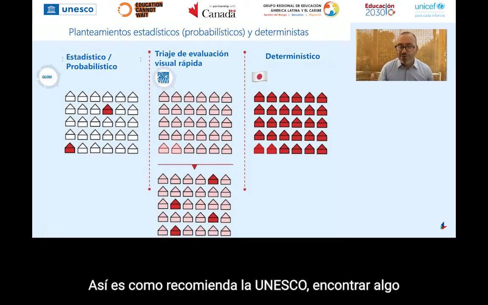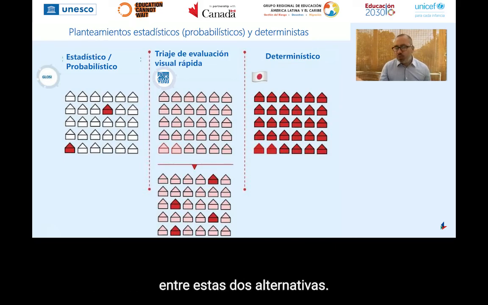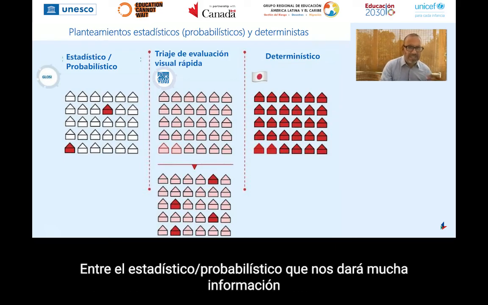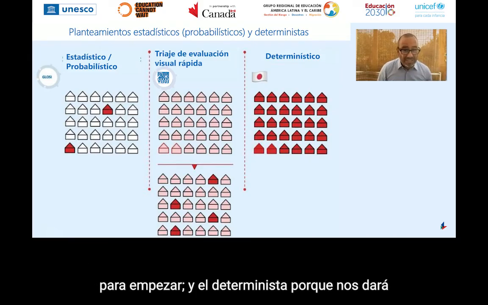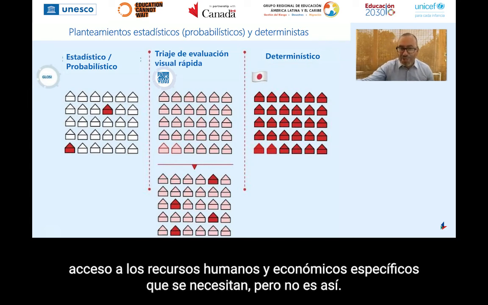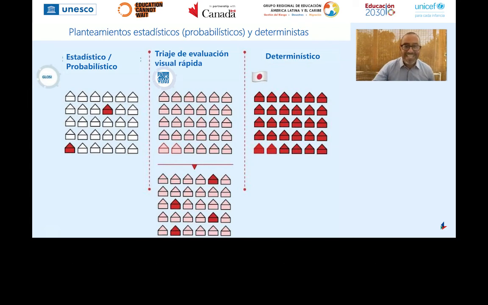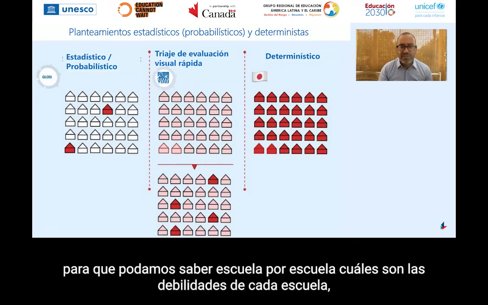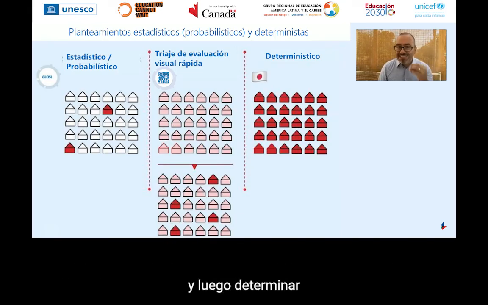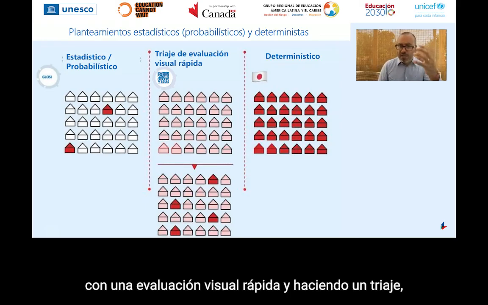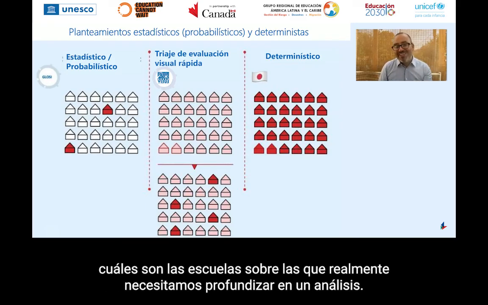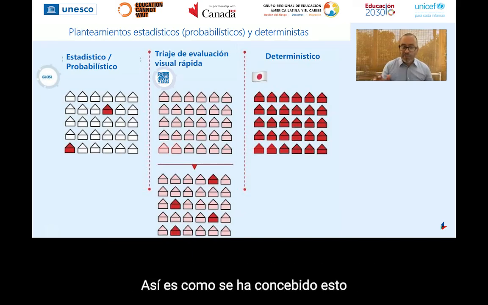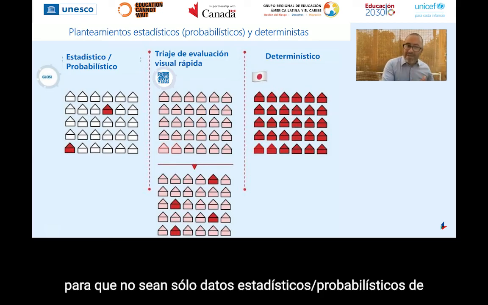So this is the way UNESCO said, look, we need to try to find something between them. Between the statistical and probabilistic, that will give us a lot of information in order to start, and the deterministic, because we would like everybody to have the human and financial resources that Japan has, but this is not the case. So we need to have something in the middle so that we can know school by school what are the weaknesses of each school, and then determine, with a rapid visual assessment and doing a triage, which are the schools on which I really need to go into a more deep analysis. So this is the way VISUS has been conceived.